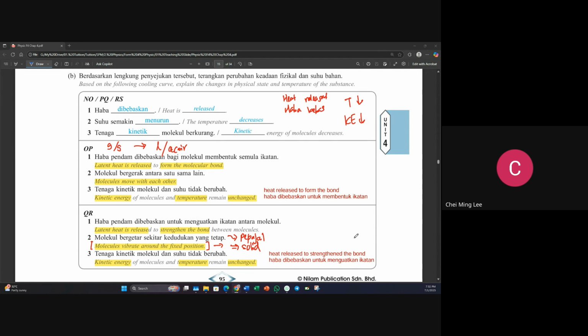When the temperature increases, the molecules separate far from each other, right? Yeah. So I can put the molecules near to each other.